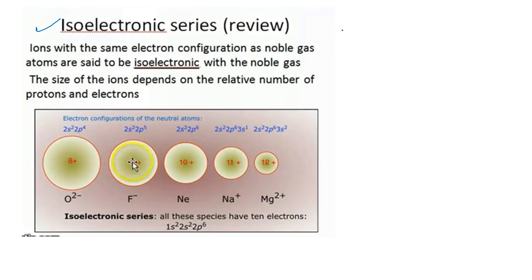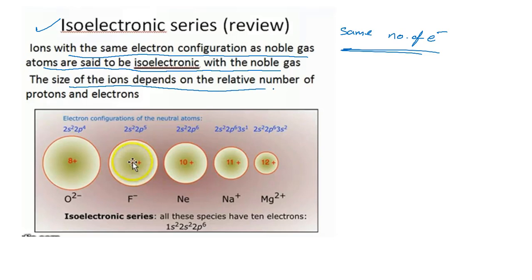Isoelectronic. What is that? Same number of electrons. The ions with the same electronic configuration as noble gas atoms are said to be isoelectronic with the noble gas. The size of the ions depends on the relative number of protons and electrons. Here one more point we are learning: how the size will be. First of all, we will discuss what isoelectronic means.